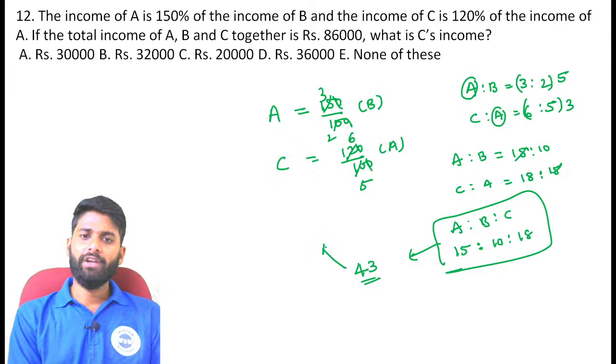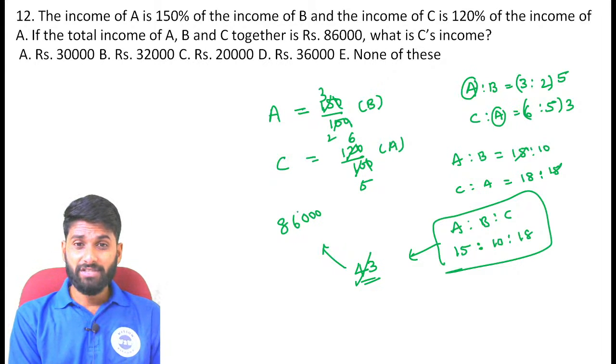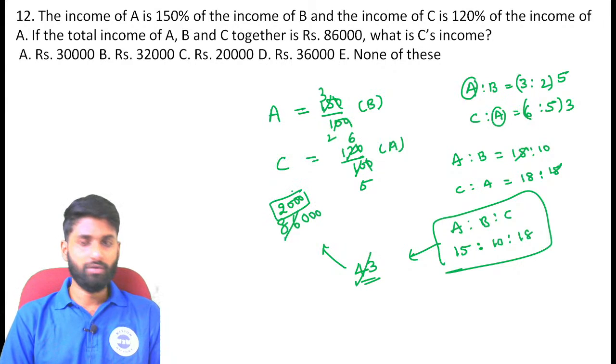Now see, 43 becomes 86,000. See, 43 ones are 43. So 43 ones are 43. 43 twos are 86, guys, which means each quantity is equal to 2000. Each quantity is equal to 2000.